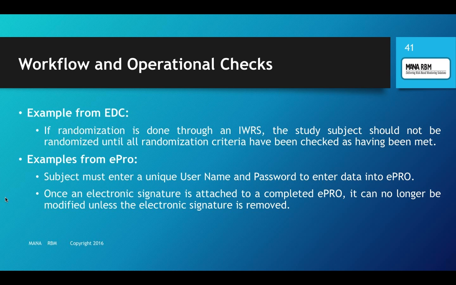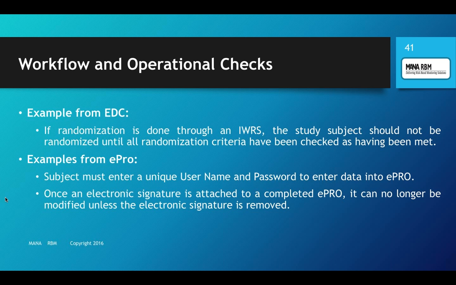So one of the things that they have in there is around operational checks and controls. So what does that mean, and how do you use that? For instance, randomization is done in an IWRS system, and the study subject should not be randomized until all randomization criteria have been checked as having been met. So as part of the design of your systems, you make sure that all those are answered before you allow the randomization code to be given, or the kit number to be assigned.